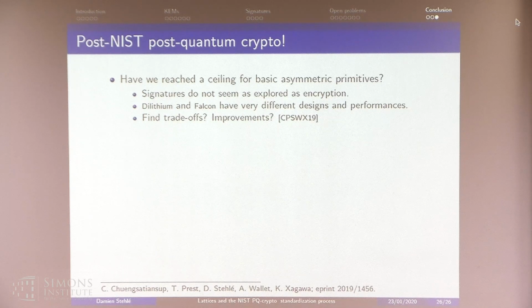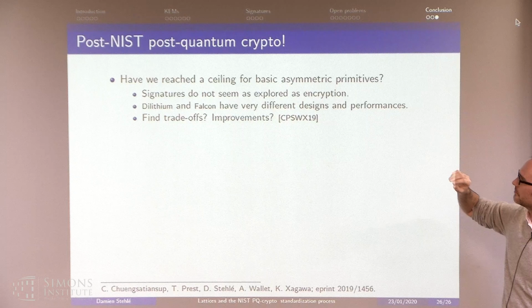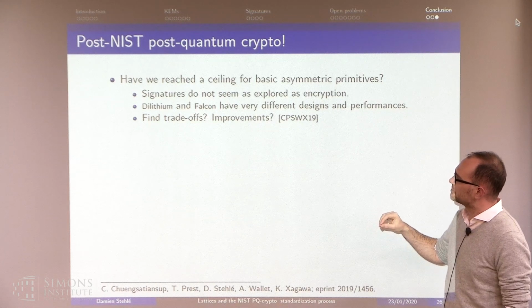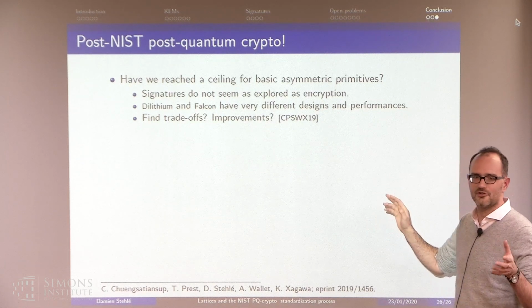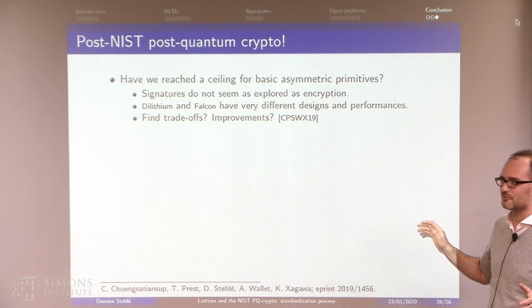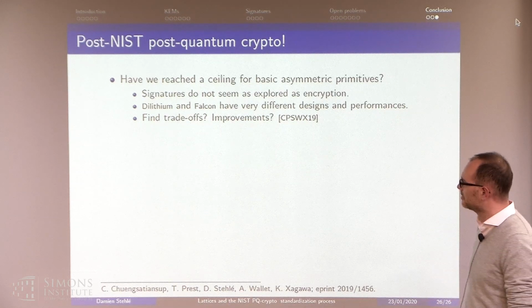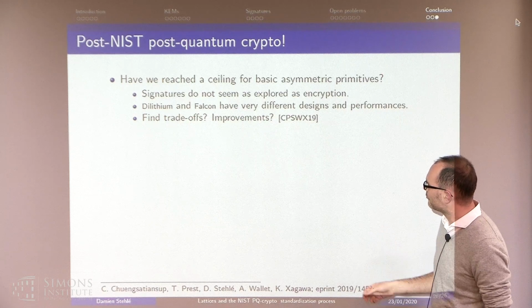And maybe I'll finish with the post-NIST post-quantum crypto slide. Let's first comment on the basic asymmetric primitives, like encryption and signatures. Have we reached a ceiling for basic primitives in terms of efficiency? Can we push encryption even more in terms of practical performance? And can we push signatures even more? By hand waving, I would say there are fewer signature schemes with much more varied types of design, so there should be more room for improvement for signatures. But I don't know, prove me wrong.